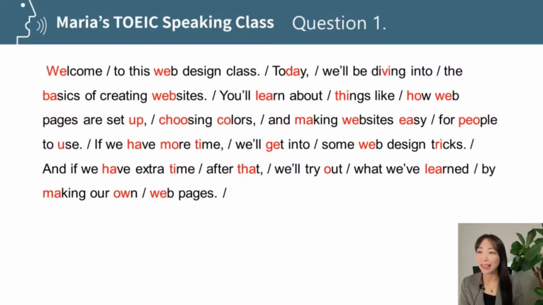Welcome to this website design class. Today, we'll be diving into the basics of creating website. You will learn about things like how the web pages are set up, choosing colors, and making website easy for people to use. If we have more time, we'll get into some web design tricks. And if we have extra time after that, we'll try out what we've learned by making our own web pages.